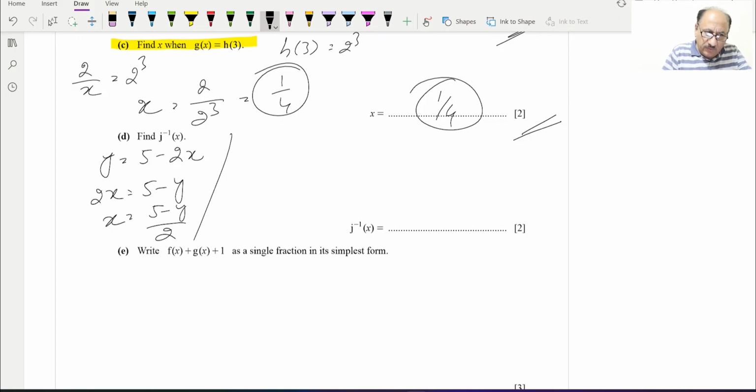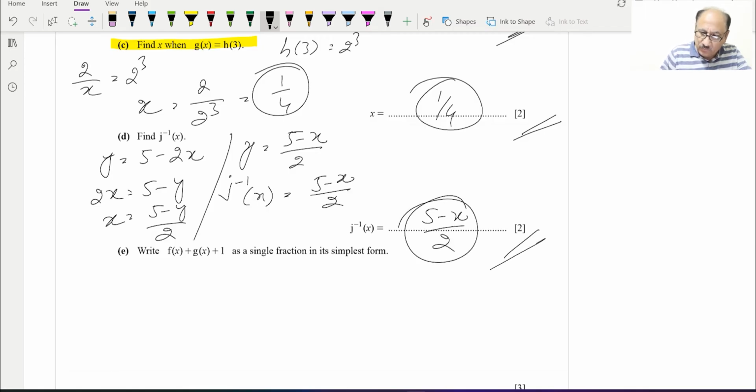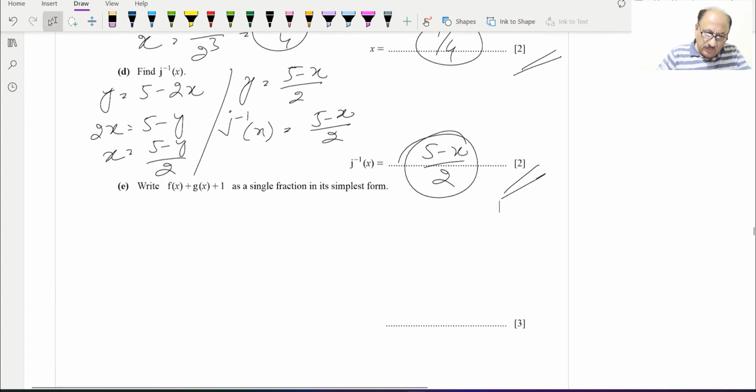Now swap x and y, and when we swap x and y, y will be equal to (5 minus x) over 2, and this is basically the inverse. So we can write j inverse of x is equal to (5 minus x) by 2, and (5 minus x) by 2 will be the final answer for 2 marks. Hopefully you got this. Now they're saying write f of x plus g of x plus 1 as a single fraction in its simplest form.